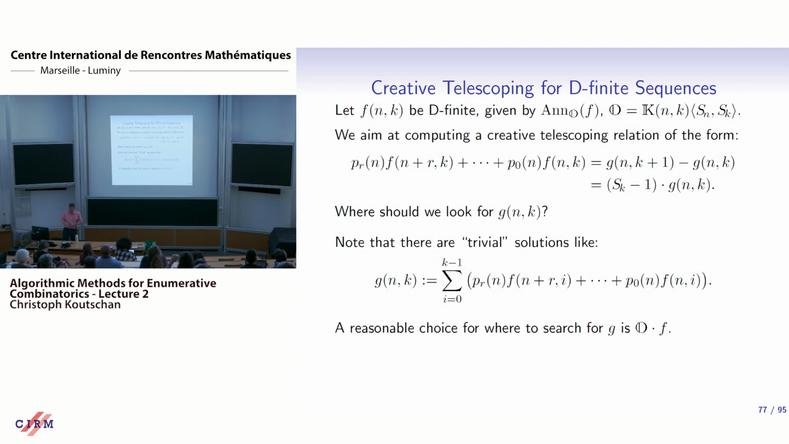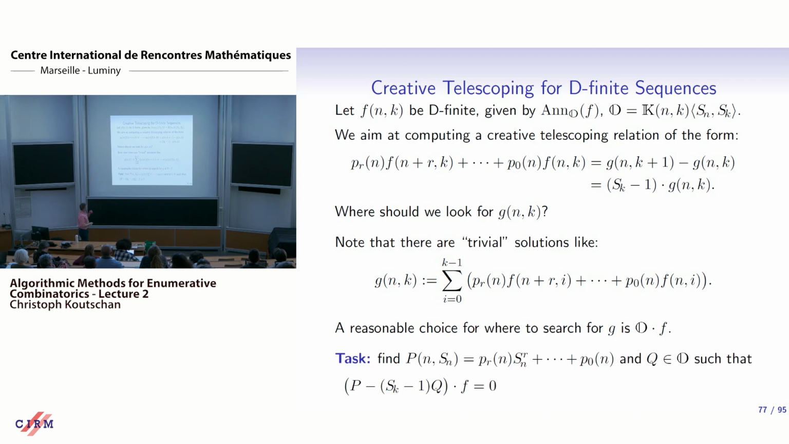But it turns out that a reasonable choice where you want to search for this function g is the set of all functions that you get from f by applying shifts and differentiations, whatever operators you have at hand. And so this leads us to the following ansatz. So we define P, the operator that describes the left-hand side. In operator notation, it's this.